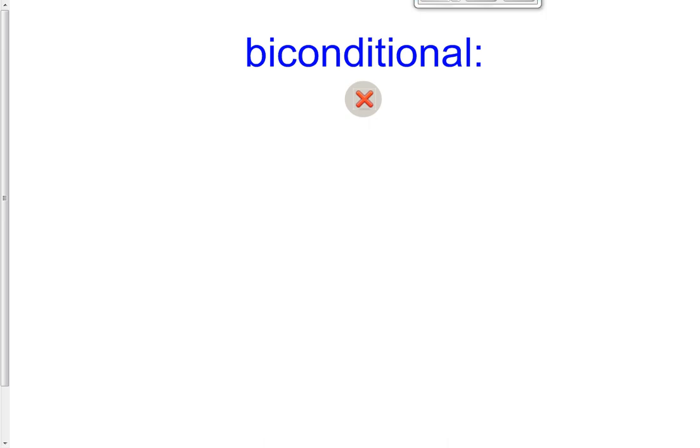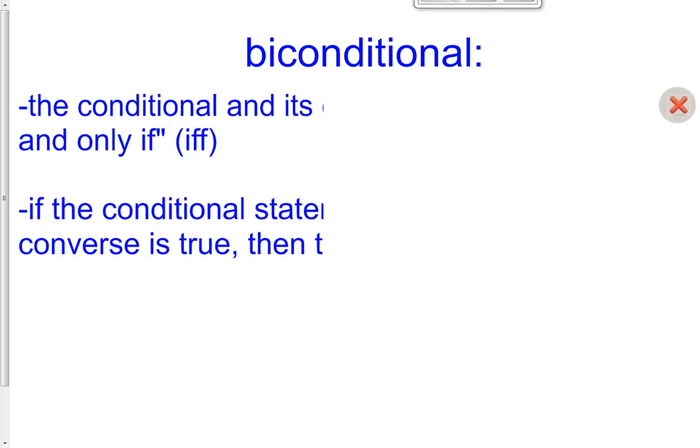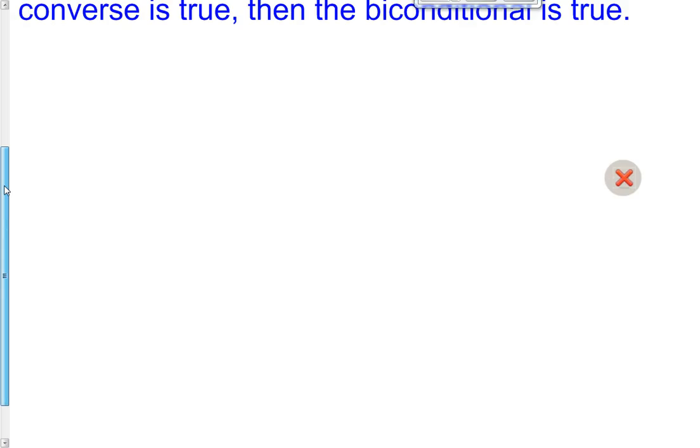We are on 2-3 day 2 today, biconditional statements. 2-3 day 1 was talking about conditional statements, along with the converse, inverse, and contrapositive. We'll be doing more work with those statements today, especially the conditional statement and the converse, because a biconditional is a combination of the conditional statement and the converse.